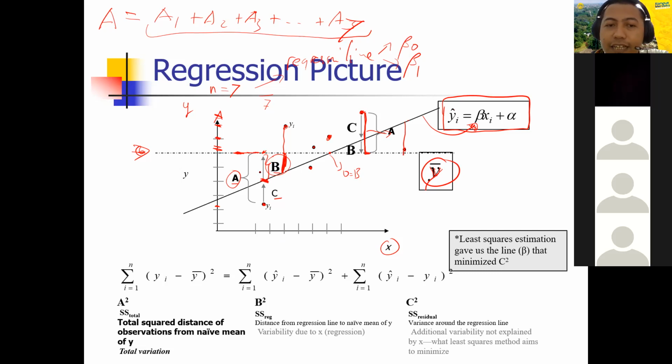Kemudian error yang ketiga adalah C. C itu adalah error atau selisih antara titik ini terhadap garisnya, terhadap prediktornya. Ini selisih data terhadap prediktornya, ya.